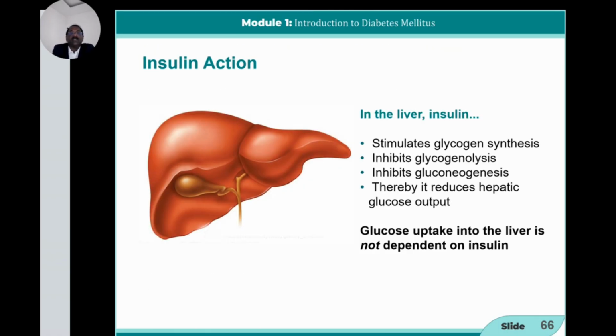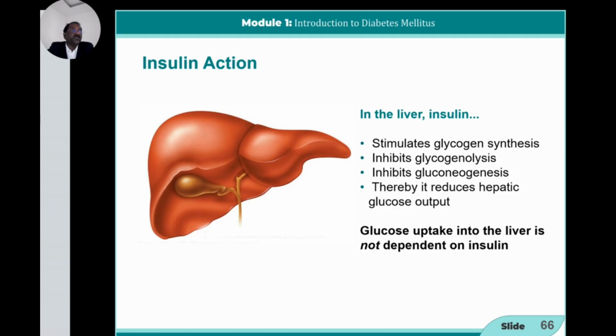So this is the insulin actions in the liver. Insulin stimulates glycogen synthesis. What is glycogen? Stored form of the glucose. Suppose you are taking 4 idlis, and suppose your body needs only 3 idlis. So what happens to the extra idli's glucose? That goes to the liver in the form of glycogen. Again, glycogen will be converted to glucose.